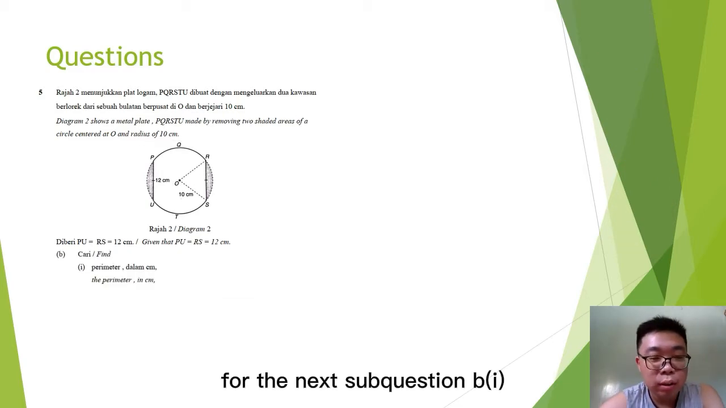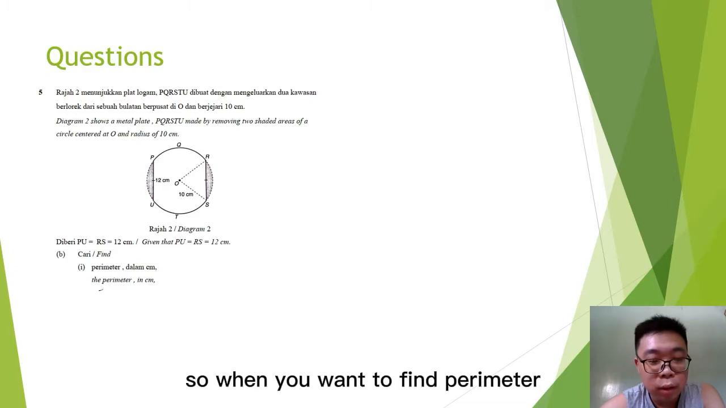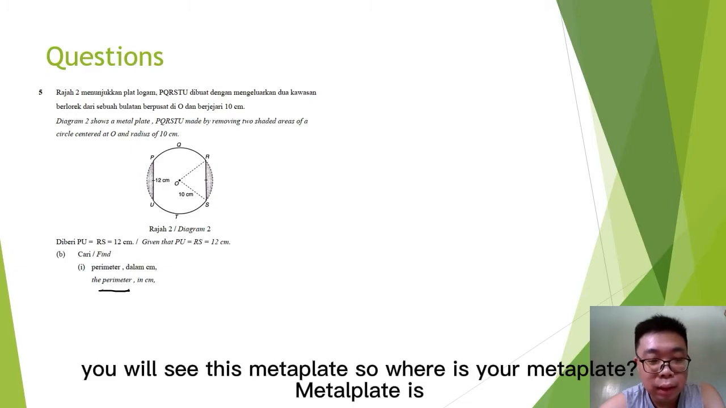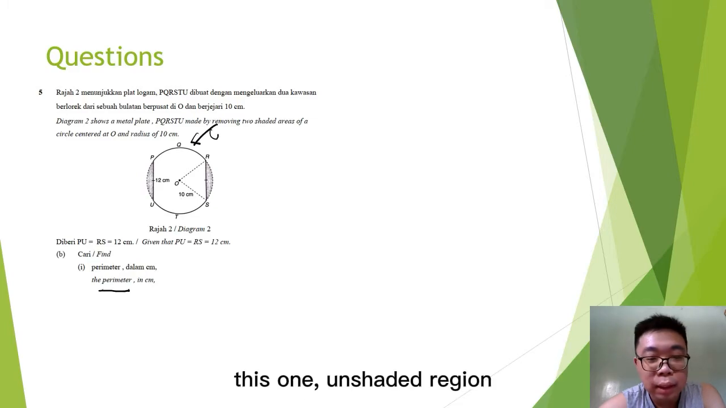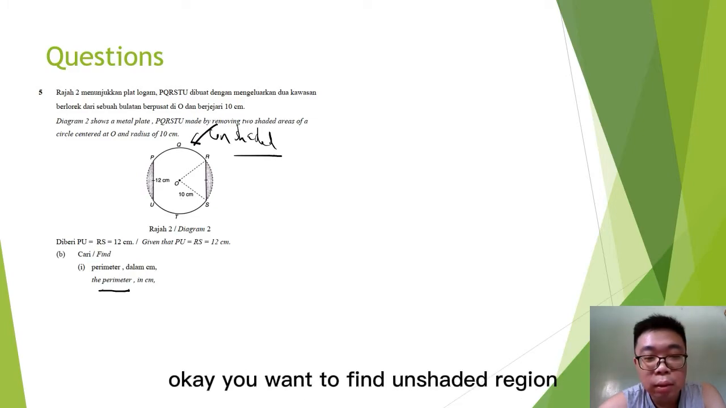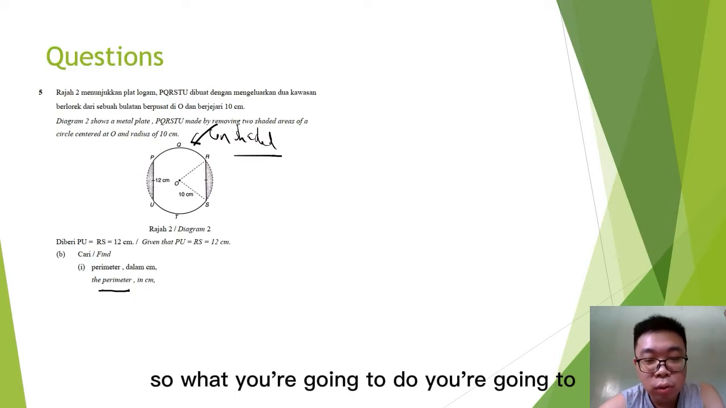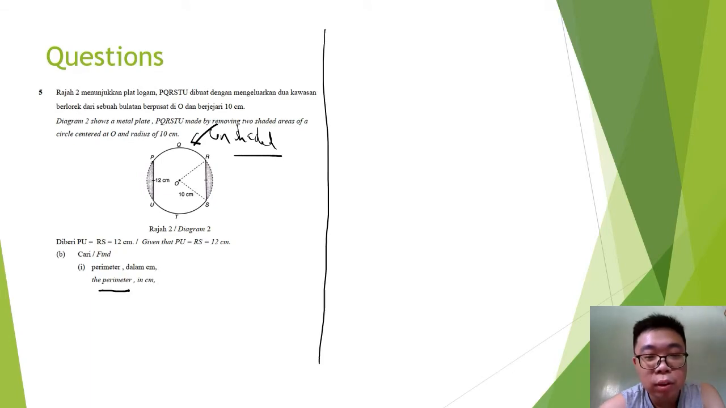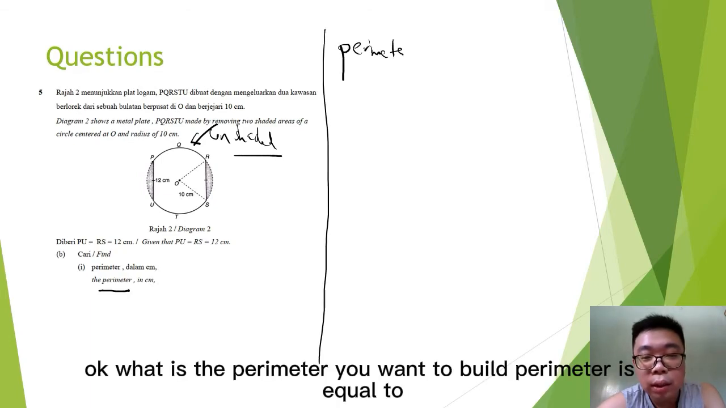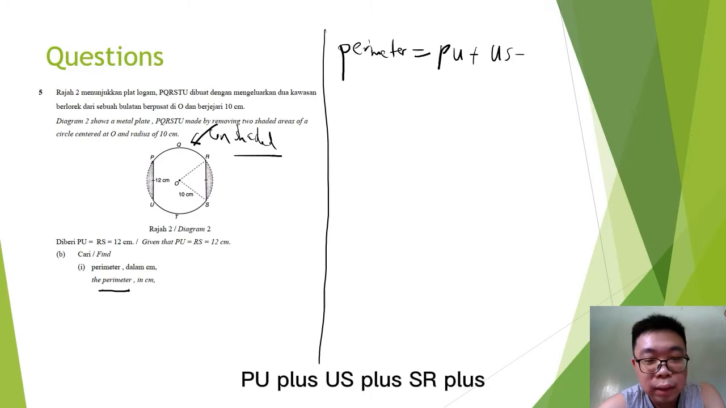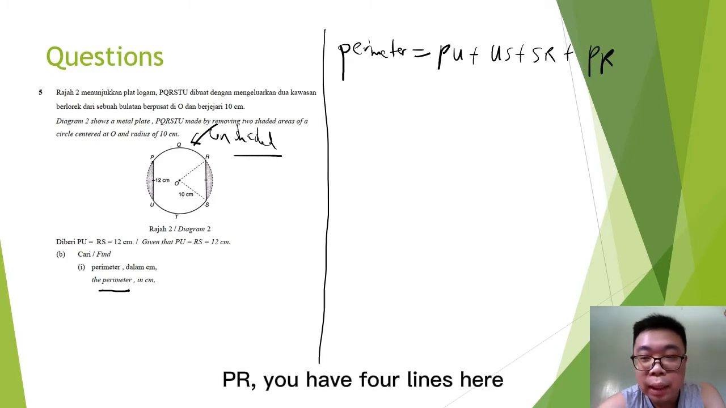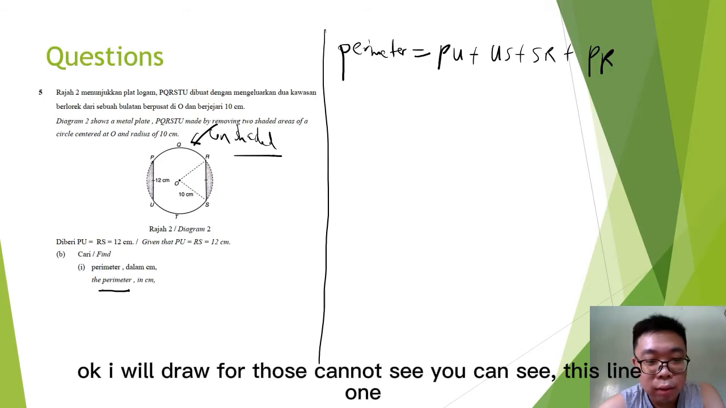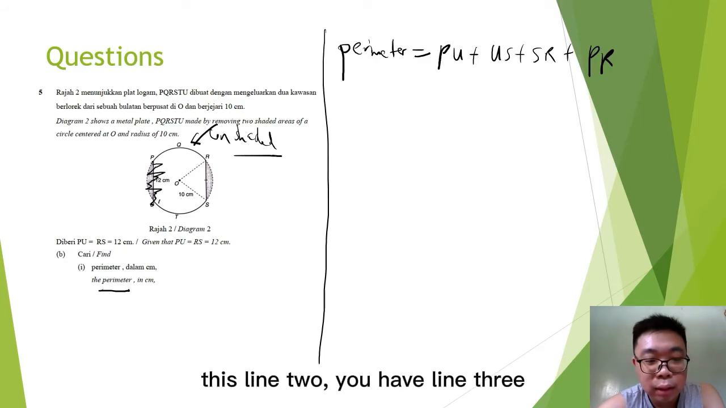For the next sub-question, B(i), we are going to find the perimeter. When you want to find the perimeter, you will see this metal plate. The metal plate is this one, the unshaded region. So you are going to draw the line that we want. First of all, build the equation. The perimeter is equal to PU plus US plus SR plus PR. You have 4 lines here. I will draw for those who cannot see: this line 1, this line 2, line 3, and this is the last line.